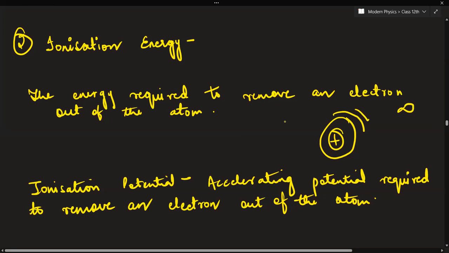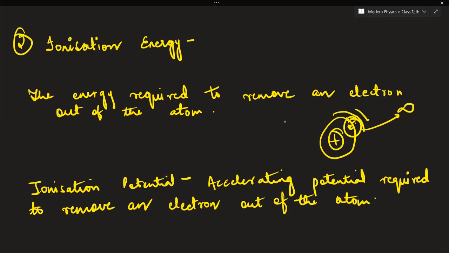Even if the electron is at n is equal to 100, or n is equal to 1, n is equal to 4, n is equal to 5, any of the states, whatever is the energy to completely knock the electron out of the atom, that is, make the electron reach infinity, that is known as ionization energy. And same thing, whatever is the potential required to remove an electron out of the atom is known as ionization potential. Ionization energy you do in detail in chemistry. So it is defined as the energy required to knock an electron completely out of the atom.